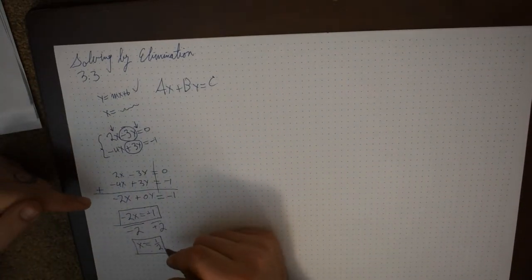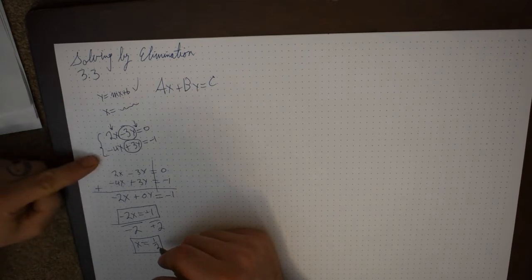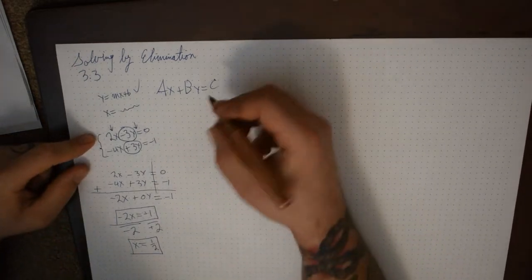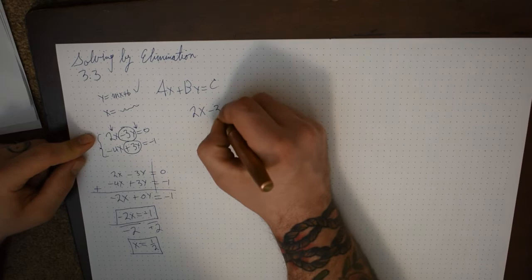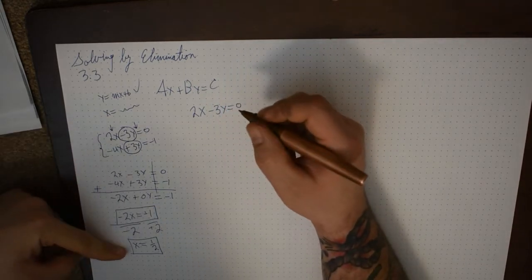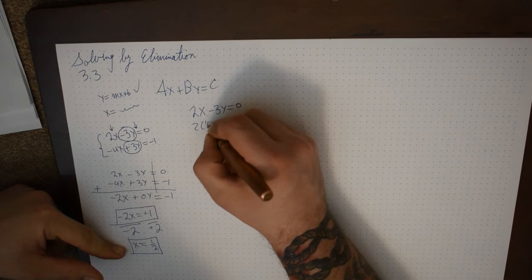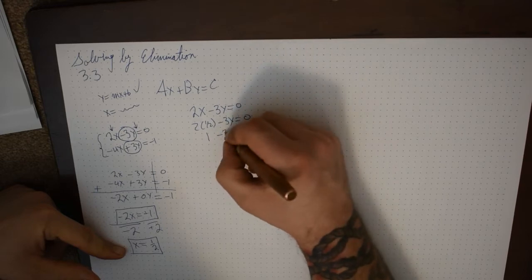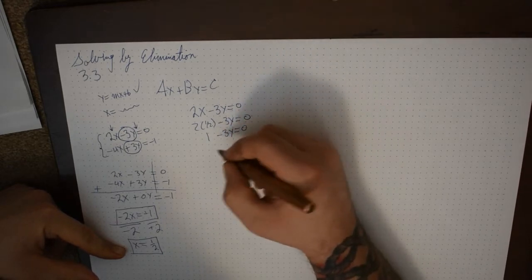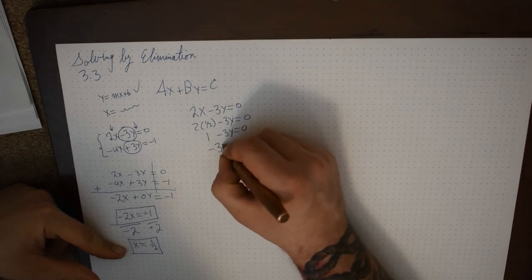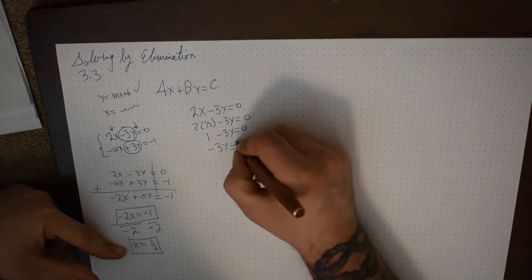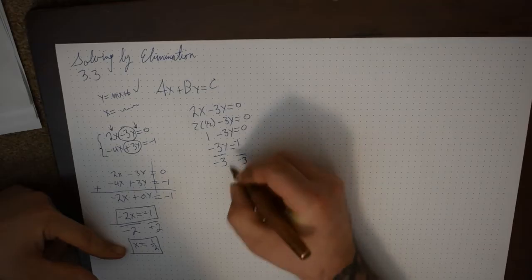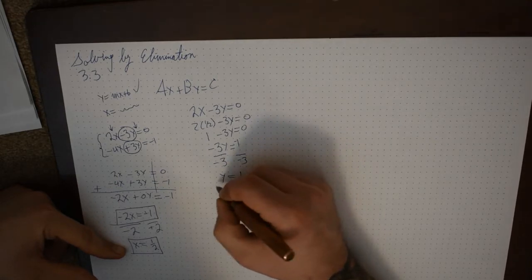Just like with the other methods, once you had one value, it didn't matter which equation you plugged it into to come up with the second. That rule still applies here. I'm going to choose the top equation. We know that 2 times x minus 3y has to equal 0. We know that x is equal to 1/2. That means 2 times 1/2 minus 3y has to equal 0. 2 times 1/2 is 1. Minus 3y is equal to 0. We could subtract 1 from both sides to get negative 3y is equal to negative 1. And finally divide both sides by negative 3 to get y being equal to a positive 1/3.